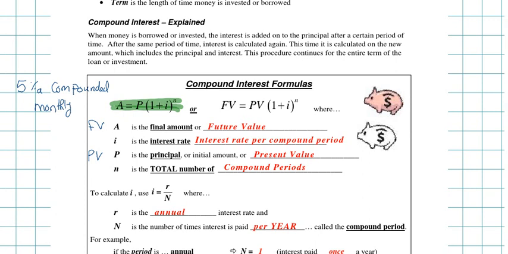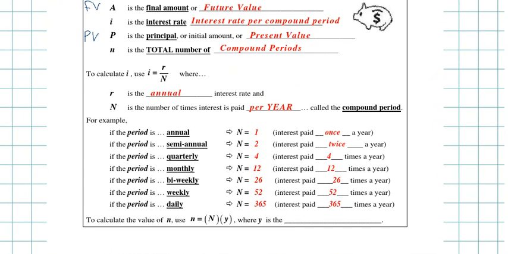So in order to find our I, we need to divide that 5% by 12. Because that 5% is for the whole year, but we're going to do the interest monthly, so we have to divide it monthly. This is where we get the formula: I equals the rate divided by big N, and big N represents the number of times interest is paid per year.